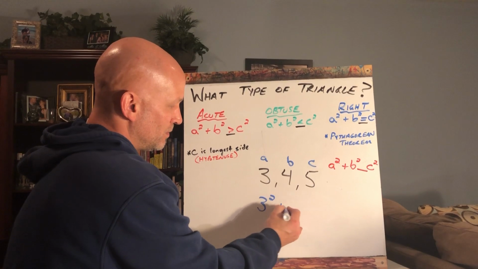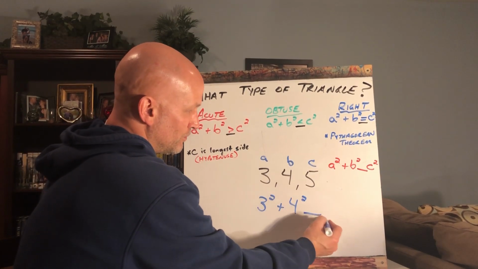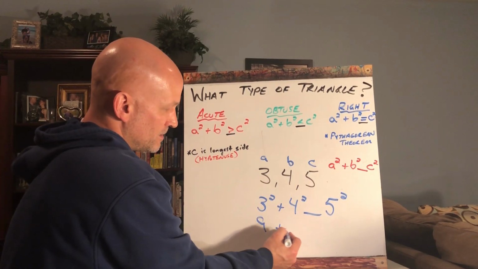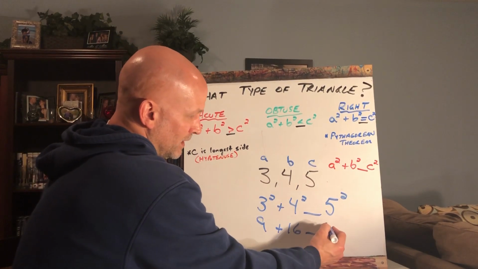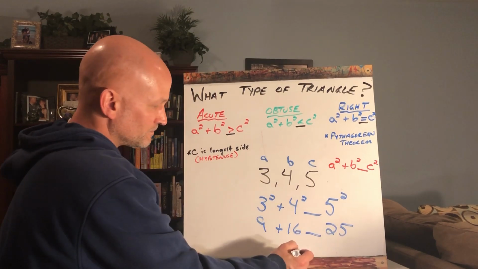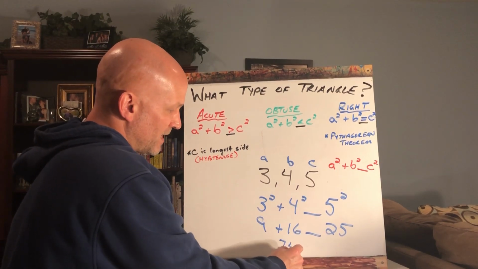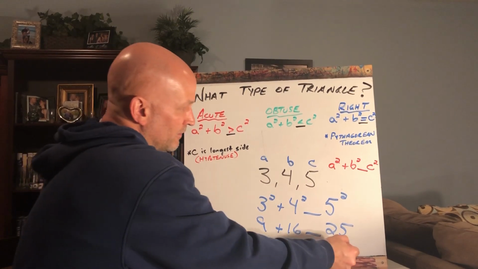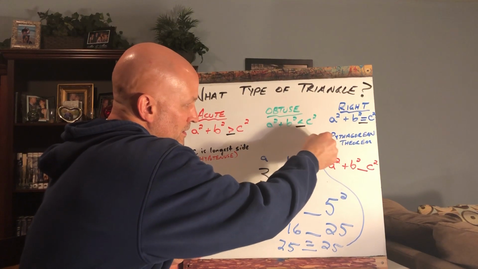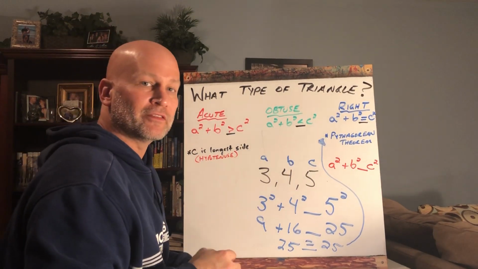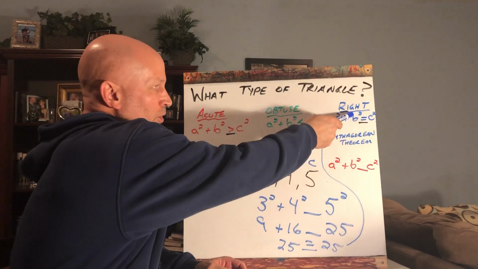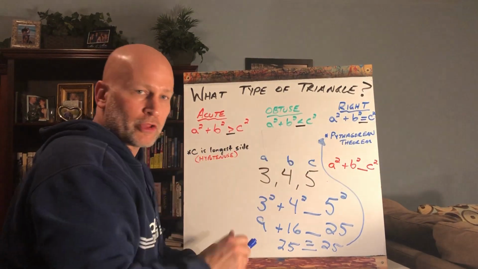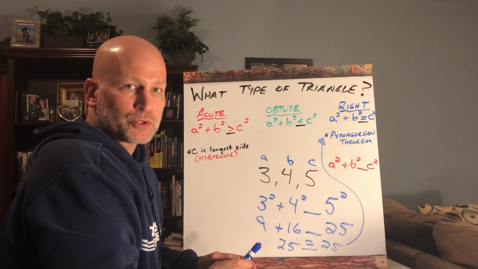3 squared plus 4 squared, how's that related to 5 squared? 9 plus 16 related to 25. 25 to 25 means they are equal. This is a classic right triangle: if you have sides of 3, 4, and 5, it forms a right triangle. A right triangle following this format is also called the Pythagorean theorem, which we will use in a later lesson.